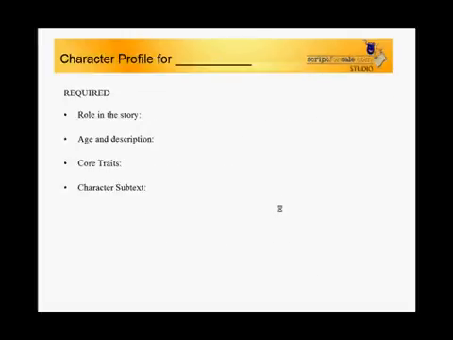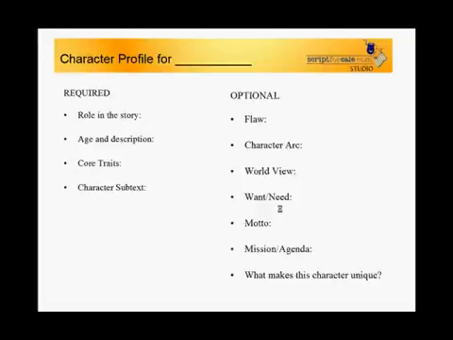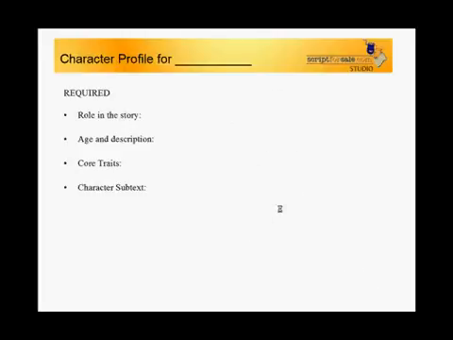In my profiles, what I usually have are what I call required information and then optional information. On the required side, what I'm working with are the things that I believe if you have each one of these, you have a pretty good understanding of the core of that character. Now, notice this. First, we're going to give the role in the story. And that's, are they the lead female, are they the lead male, are they antagonist, protagonist, whatever. Then an age and a description, so you at least have an idea of what this person looks like and who they are. Then the core traits.